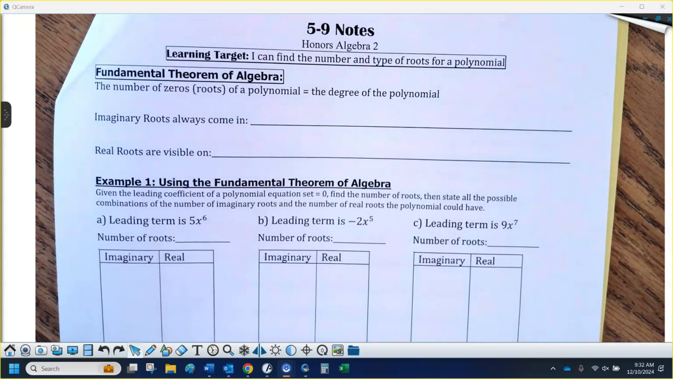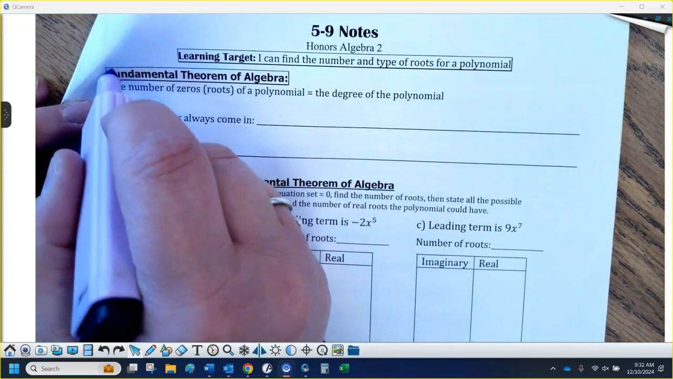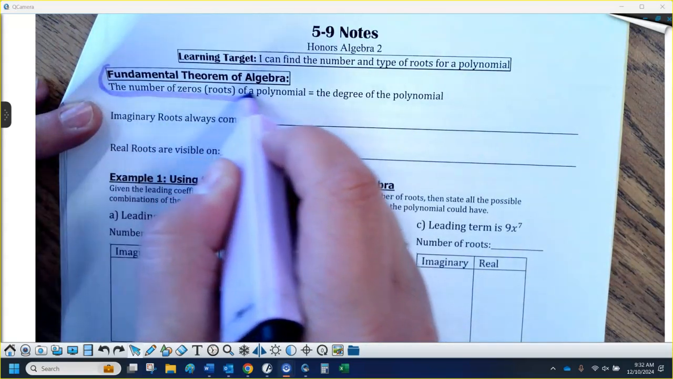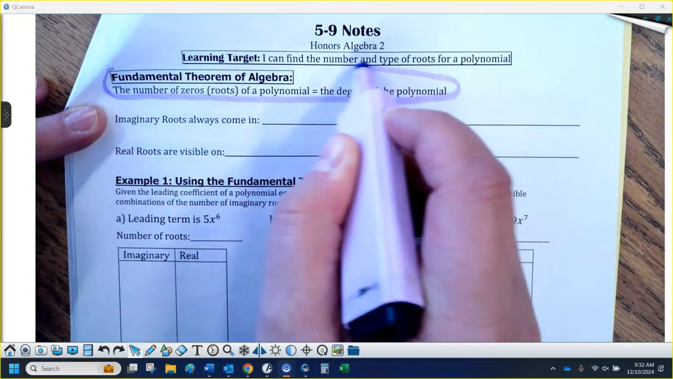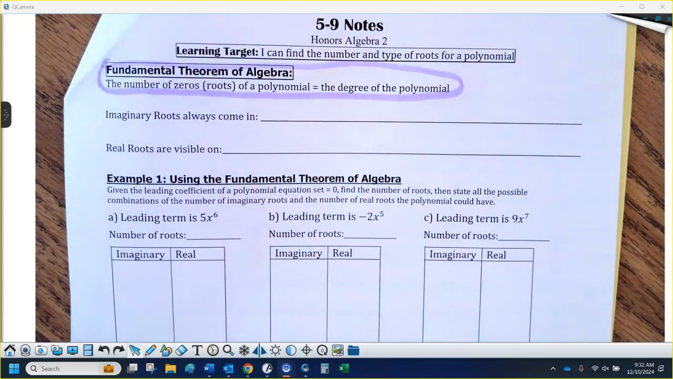And we're going to talk about the fundamental theorem of algebra today, but you already know it. I just haven't called it this. And it's really just this little piece at the top of the page in the 5-9 notes. And then there's a couple lines we're going to fill in here in a second that are separate. But that's your fundamental theorem of algebra.